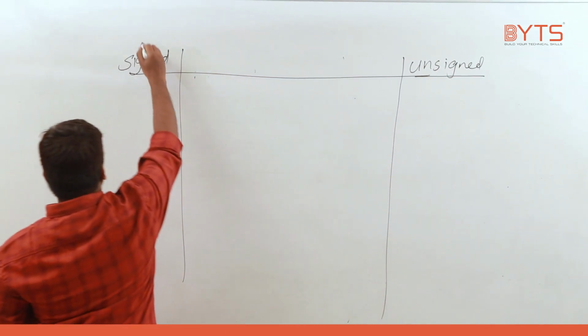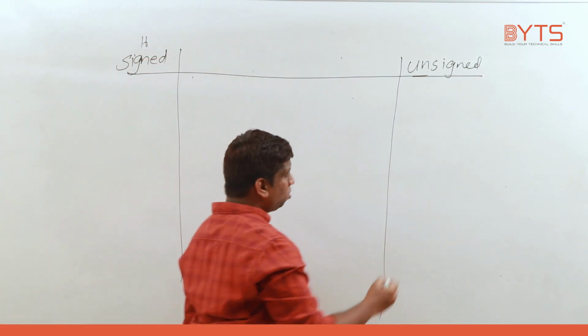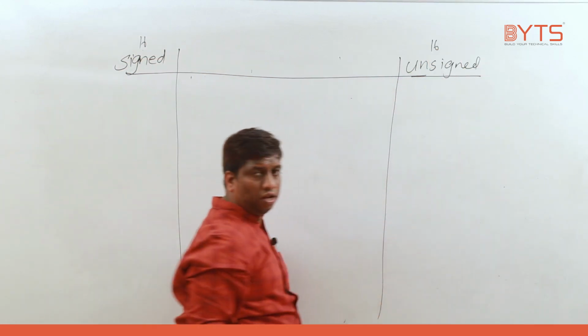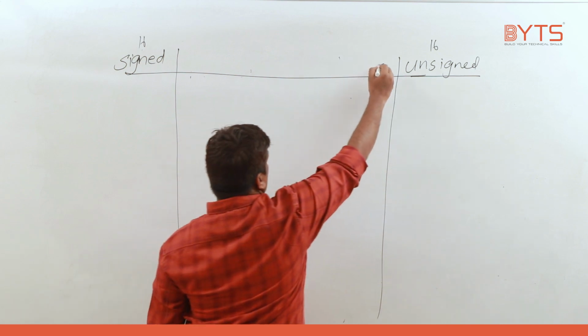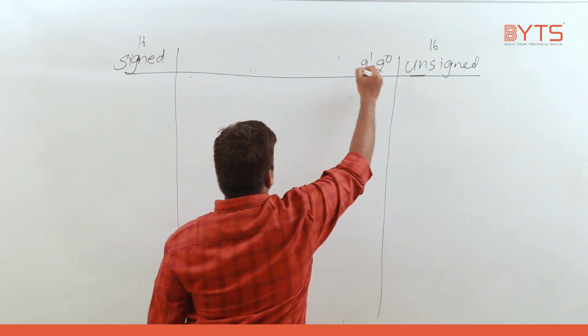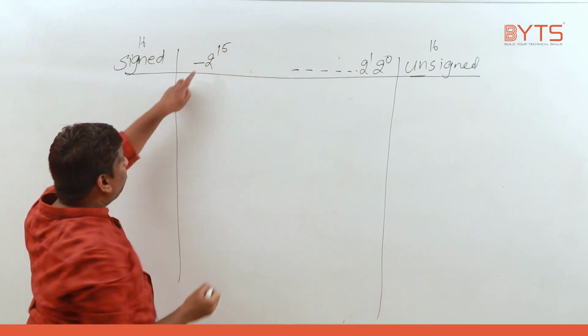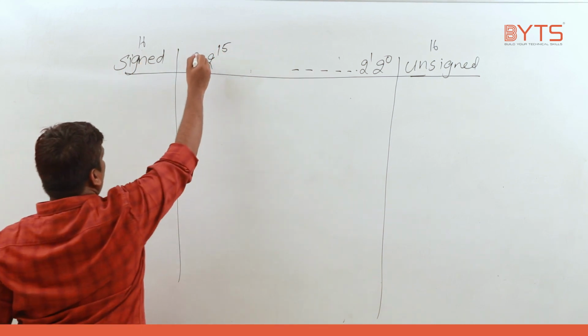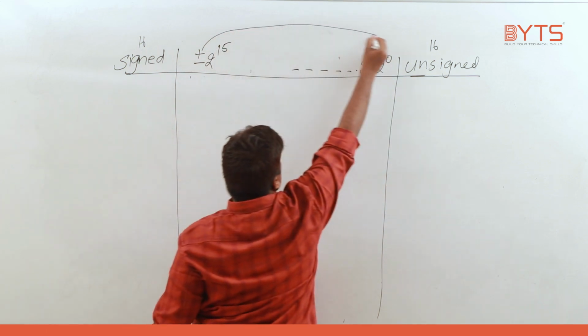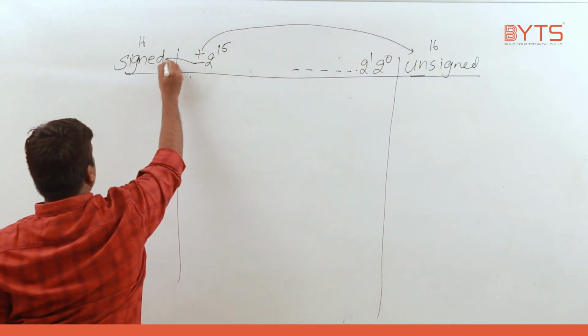And we know we are considering 16 bits. Here also it will be 16 bits. First will be 2 power 0, 2 power 1, followed by minus 2 power 15. Why minus? If it is signed. Plus will be for unsigned. Let me put the arrow for you. This is for unsigned. This is for signed.